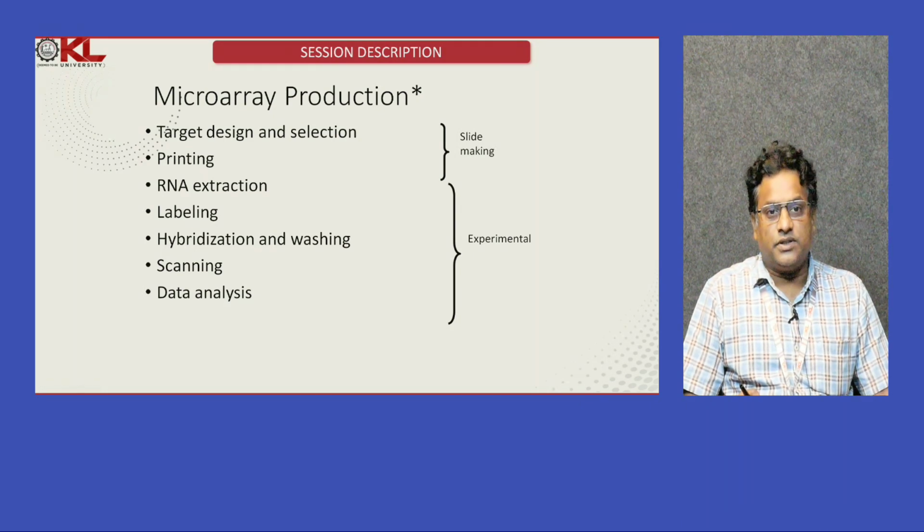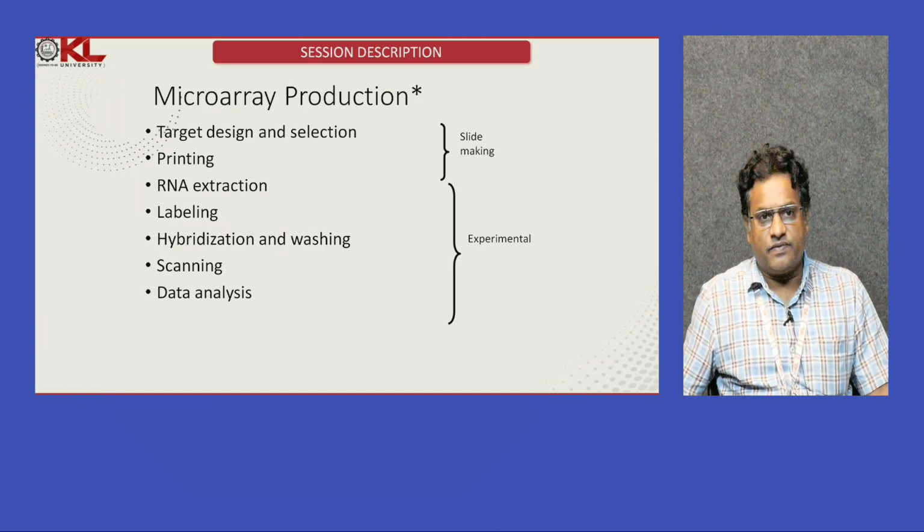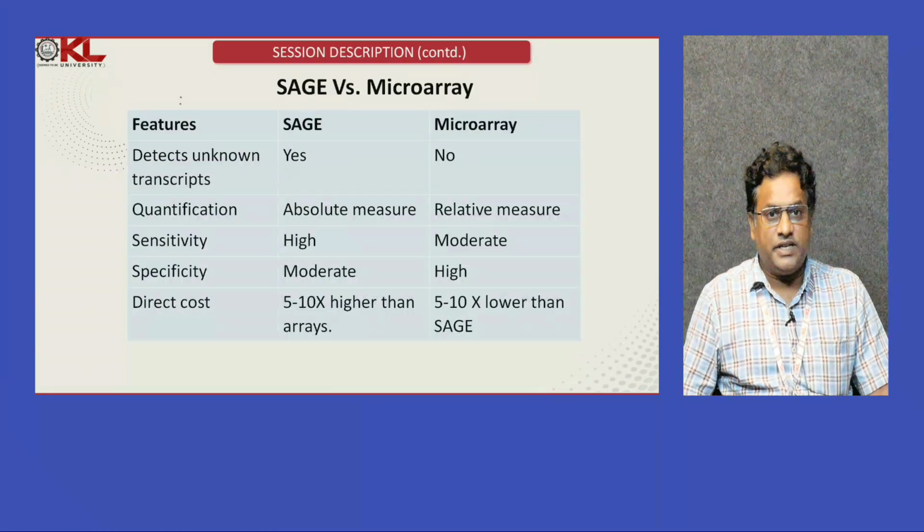So how do you produce a microarray? First, there is a slide making and experimental step. First of all, you have target design and selection, then you go for printing. Then you go for RNA extraction, labeling, hybridization and washing, scanning, and finally you perform data analysis.